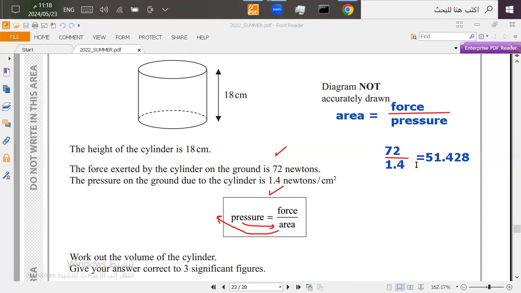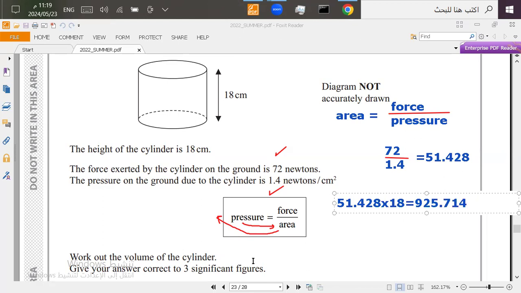Now, I just multiply the area by the length of the cylinder, or the height of the cylinder, to find the volume of the cylinder. So 51.428. Basically, I'm going to use the whole number in the calculator and then multiply it by 18 and I'll get the volume. So times 18 will equal 925.71.